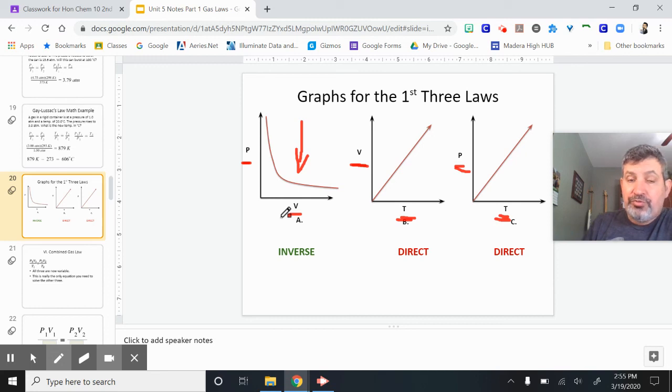So those are the first three gas laws we talk about in here, and you can work on that first gizmo with that knowledge, and also any of the homework assignments that are given to you guys.